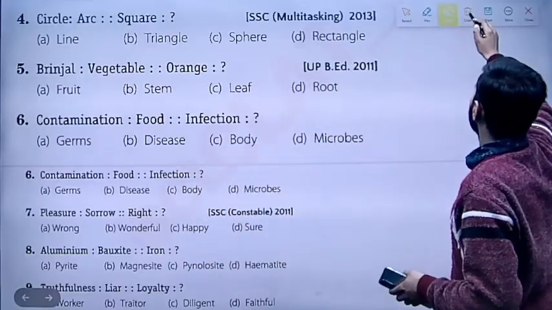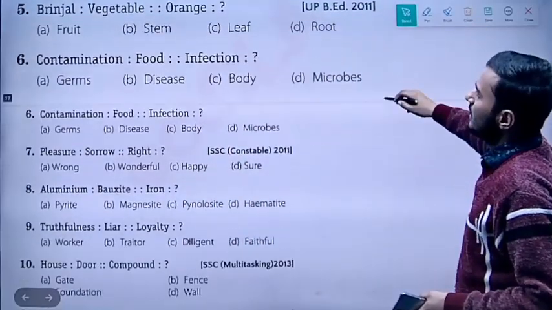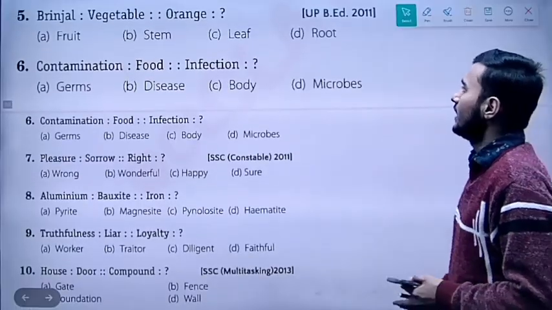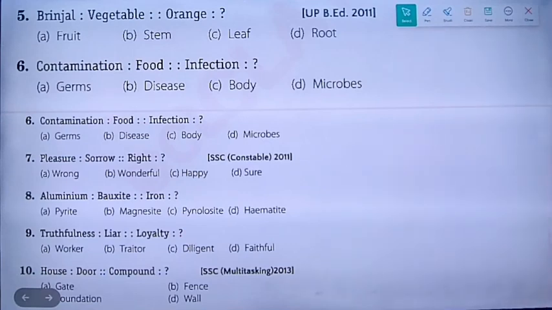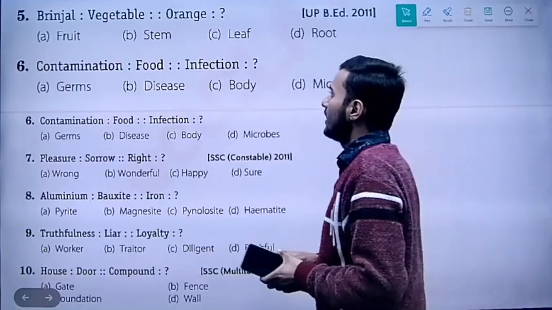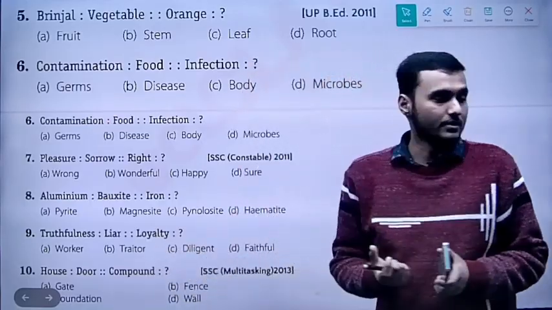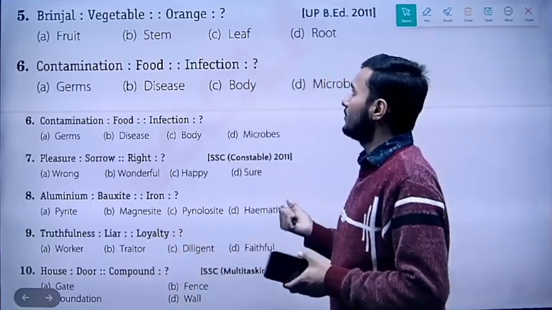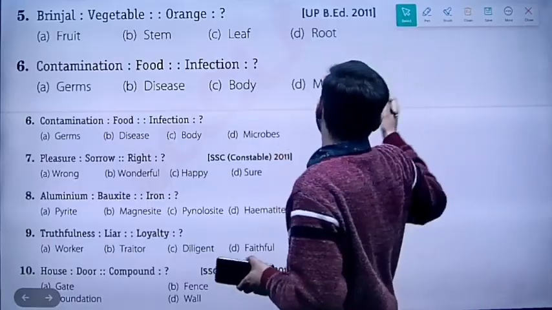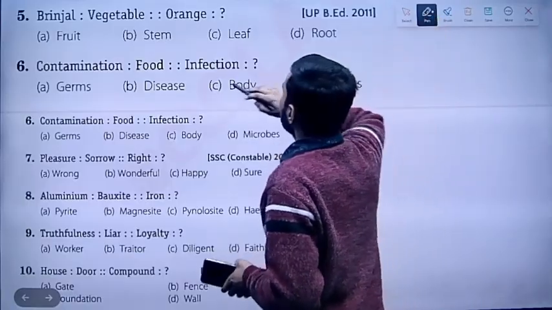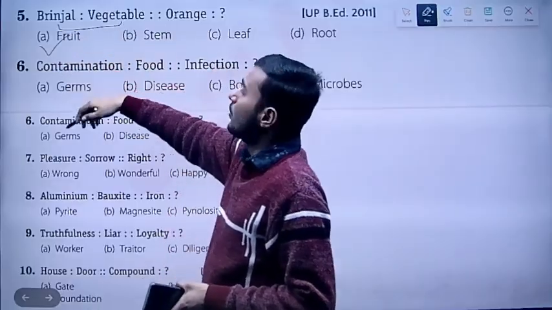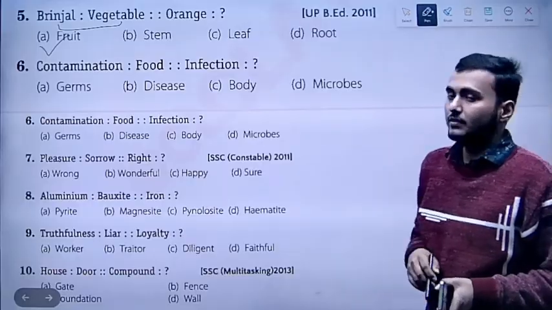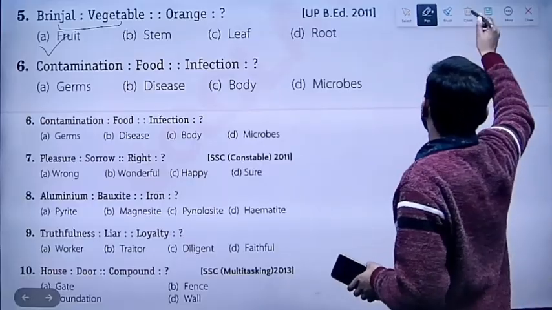So again, if you look at the next question, brinjal is equal to vegetable, then orange is equal to what? See, this is a very easy question. You clearly find that brinjal is a kind of vegetable, and the same way we have to find for orange. So by understanding that brinjal is a type of vegetable, orange is a type of fruit. Okay, so the correct answer of question number 5 is option A, fruits.